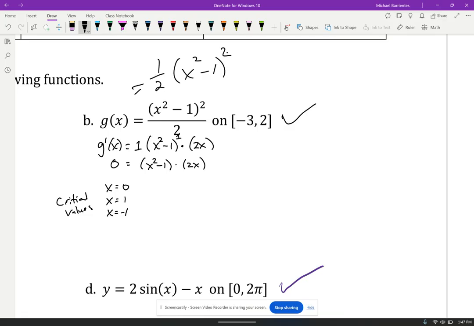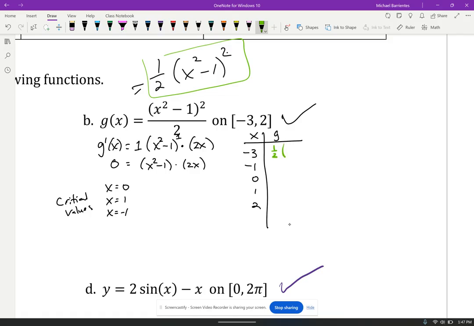Step 2, make a table of not only the critical values, but also the endpoints. So I'm going to put them in order, not that you have to, but I will put them in order. So this is an endpoint, this is an endpoint, and then these 3 are the critical values. And what we're going to look for are g values. In other words, I'm going to take this number and not put it into the derivative, I'm going to put it into the original function. And so I put it into the original function, and I'm going to use this version of it.